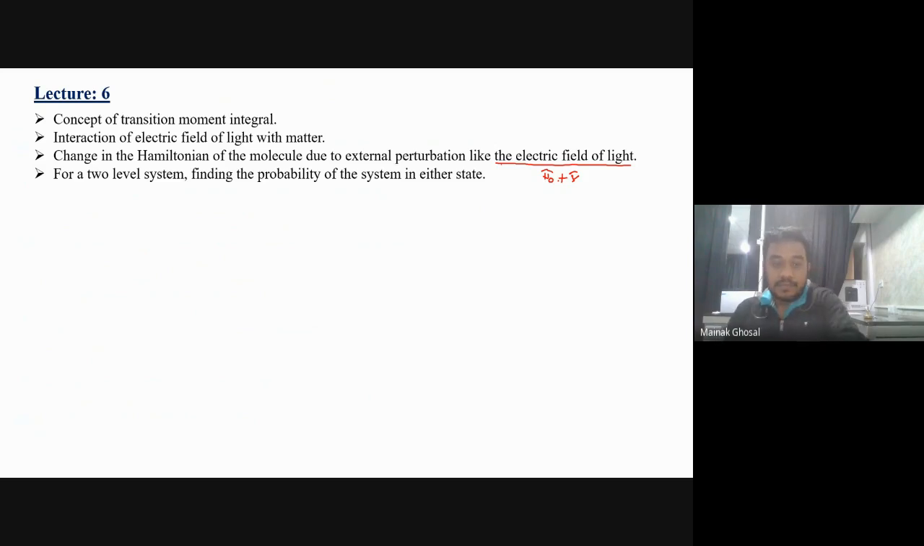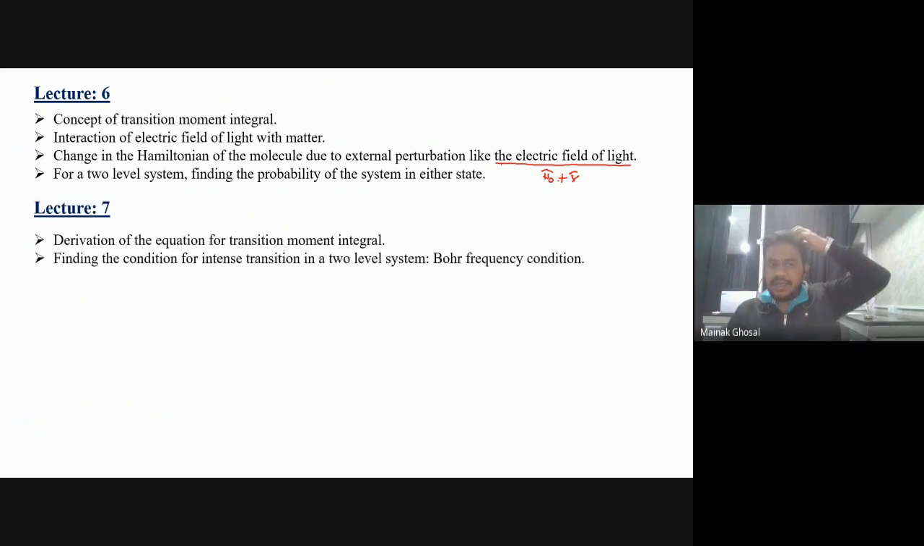In lecture 7, there was a derivation of the equation for the transition moment integral, and they calculated the condition under which the transition will be very intense in the case of a two-level system. It was also calculated that it needs to satisfy a condition which is known as Bohr's frequency condition. What is Bohr's frequency condition?